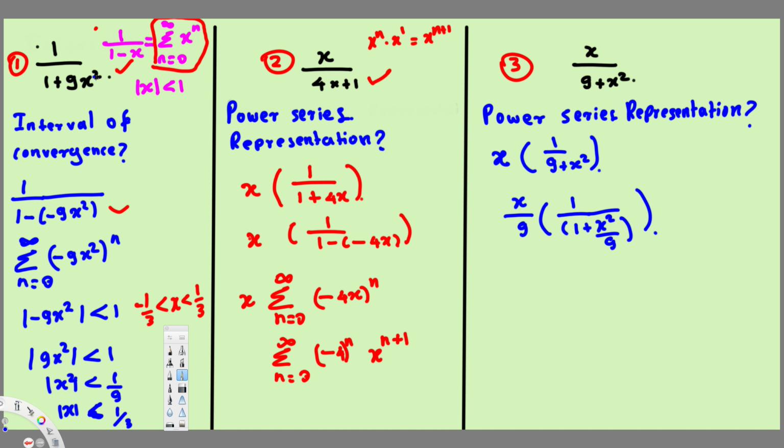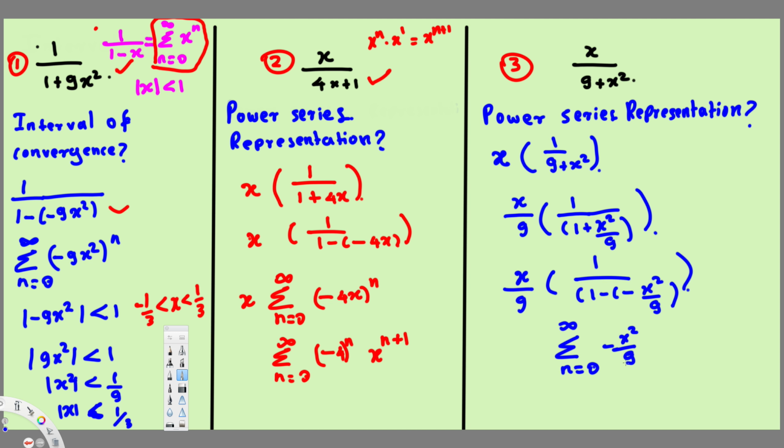Now we have a similar pattern. Now we have to have minus in front after the 1, so we can write this as x over 9 times 1 over 1 minus x squared over 9, and that's it. Now we have brought the pattern. Now this part is going to be raised to the power n, right? So for this part we are going to bring n equals 0 to infinity, and this is the part we are going to bring right here, minus x squared over 9 to the power n. Outside we are going to have x over 9.